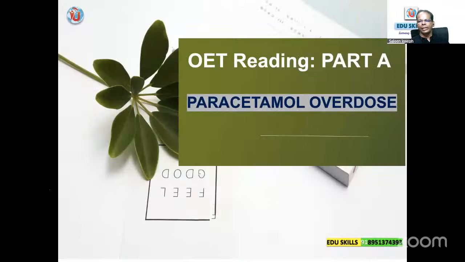So OET reading part A, paracetamol overdose. I think this is the official sample number 2 from the official OET website. Thank you, OET, for allowing me to use this for teaching purposes.